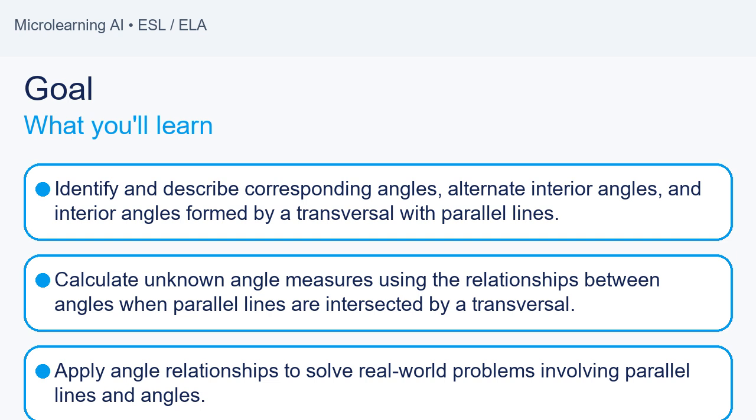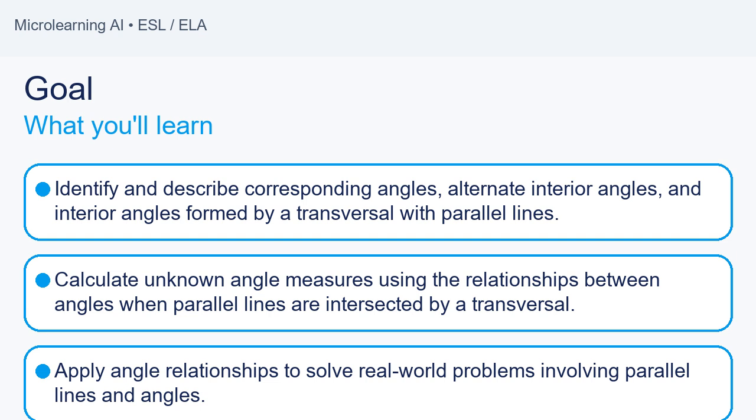Mini practice. Choose the correct form. 1. If a transversal creates an angle of 40 degrees, what is the measure of the corresponding angle? Option A, 40 degrees, or option B, 140 degrees? Answer: option A.